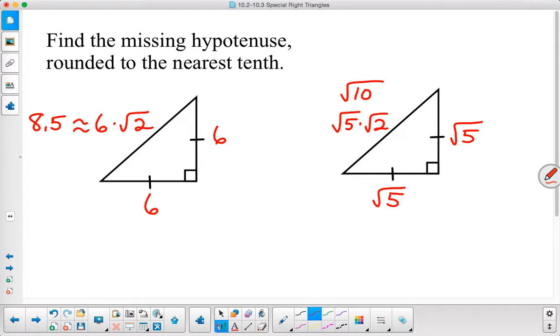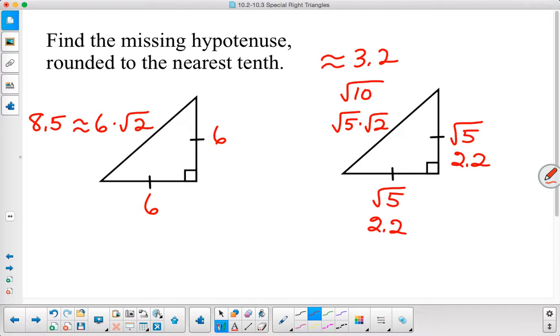The directions here say rounded to the nearest tenth. So the square root of 10 rounds to approximately 3.2. The hypotenuse is always longer than the leg. If that doesn't seem right on the second one that we did here, the leg's square root of 5 is about 2.2. So the legs were about 2.2 and the hypotenuse happened to be 3.2.